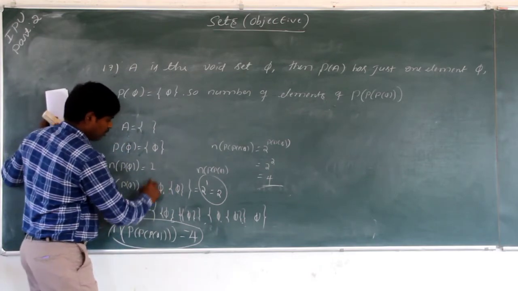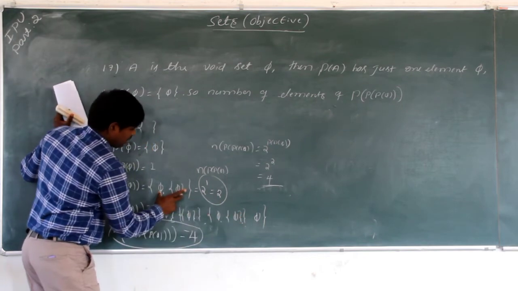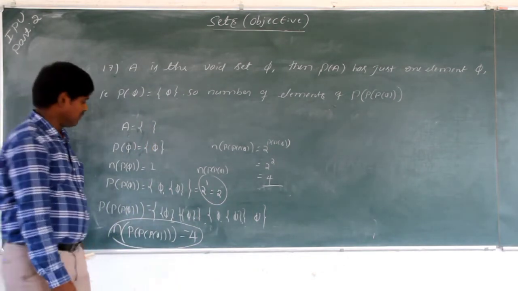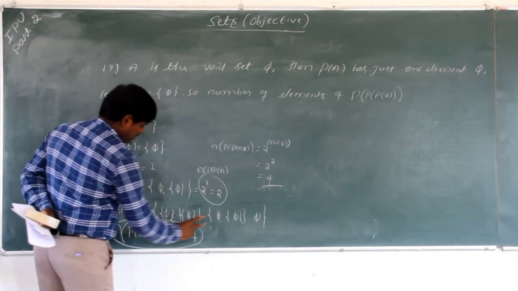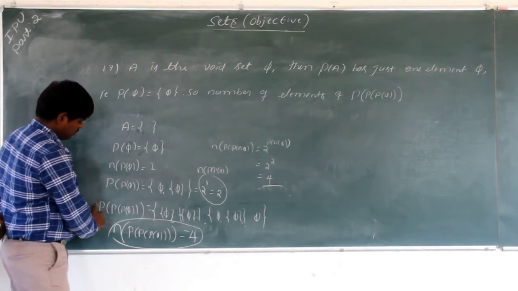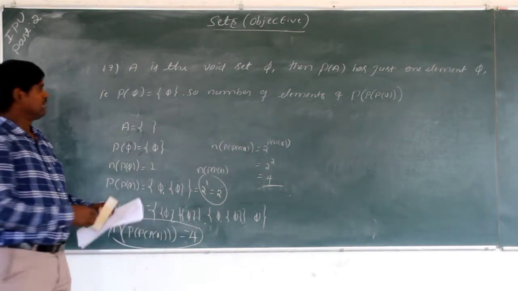So therefore I am taking two elements here. The null set is a subset of every set, and every set is a subset of itself. Therefore the number of elements in P of A is 4. Okay. Next question.